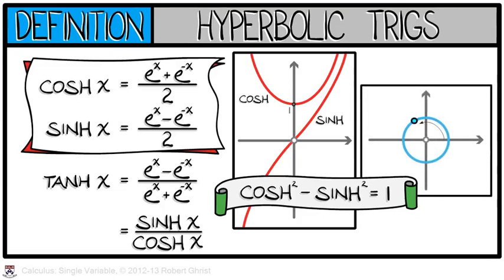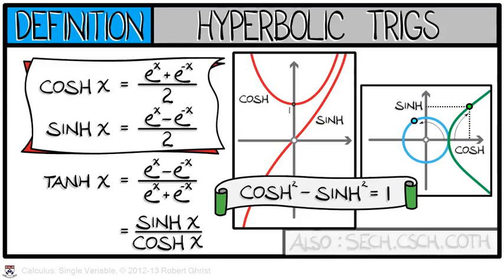Well, we know the relationship between cosine, sine, and points on a unit circle. Namely, cosine is the x-coordinate, the sine is the y-coordinate of a point moving along that unit circle. In the hyperbolic trigonometric setting, the same is true, but for a hyperbola instead of for a circle. As you might suspect, there are also hyperbolic secant, cosecant, and cotangent functions.